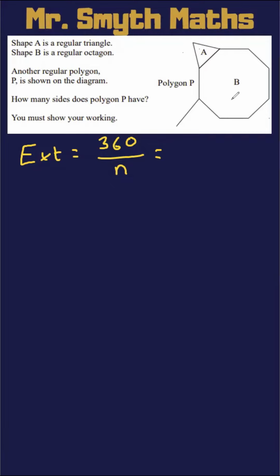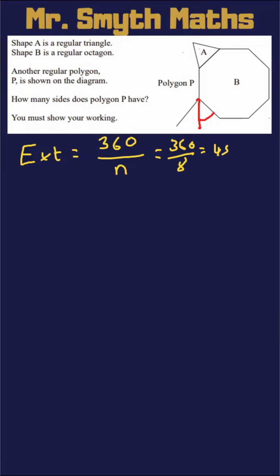So I'm going to start by doing this. I'm going to extend this line here. Okay, so I'm going to calculate this angle because this is what's called the external angle. So the external angle goes like this. It goes 360 divided by the number of sides. So 360 divided by n, so divided by the 8. So that is going to give us 45 degrees.